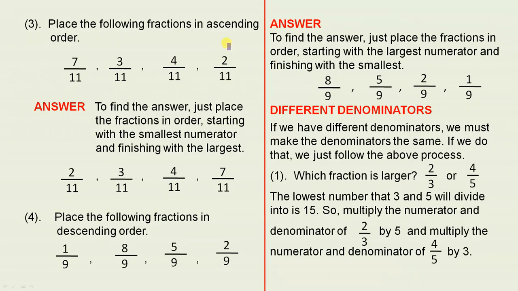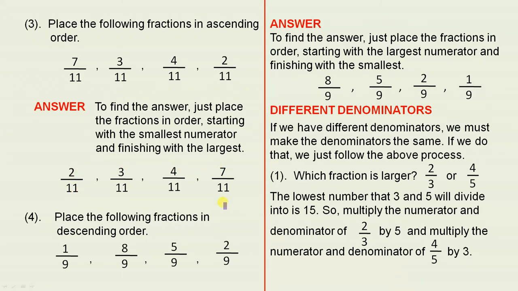The next one. Place the following fractions in ascending order. Answer: to find the answer, just place the fractions in order, starting with the smallest numerator and finishing with the largest. The smallest numerator is 2 over 11, so that is first. That one is next, followed by this one, followed by that one. We can do this quite easily because all of those have the same denominator, so we just focus on the numerator.